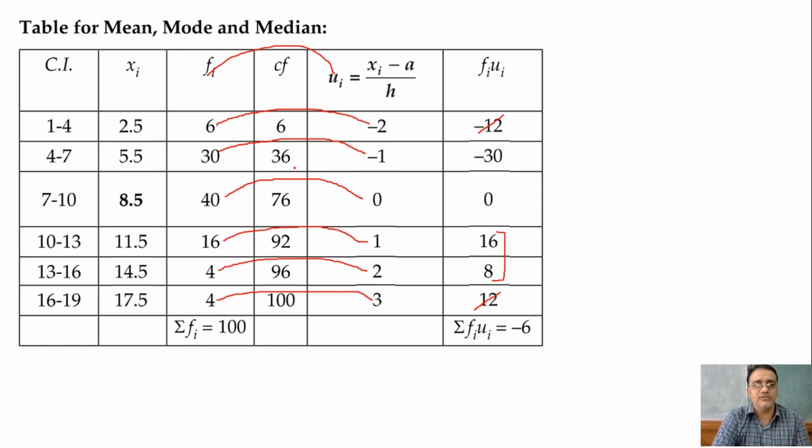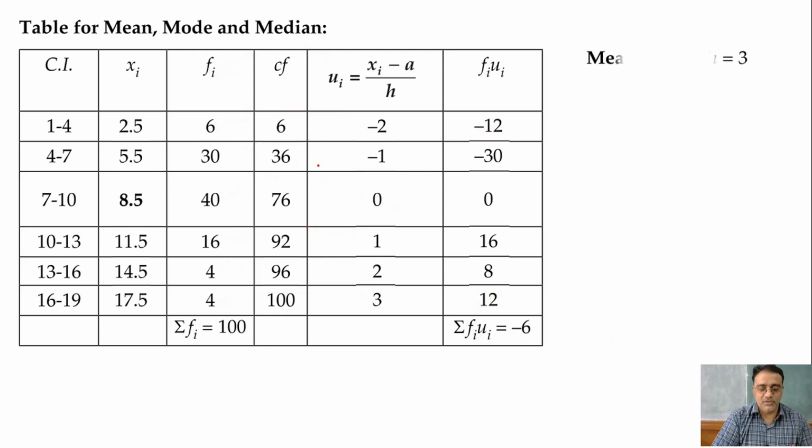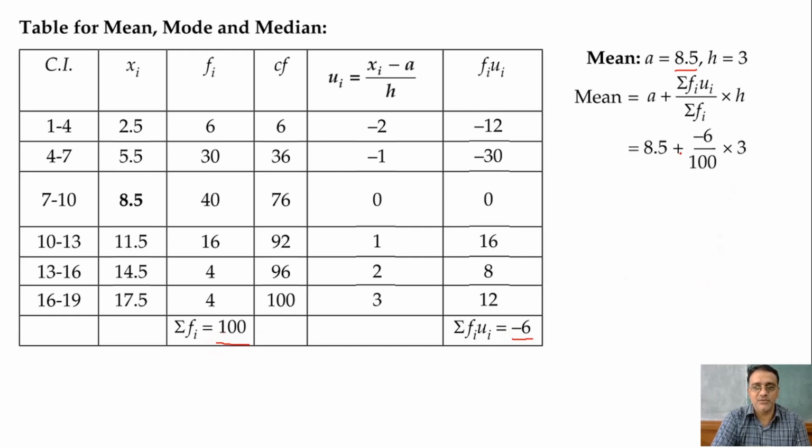So first we are going to find mean. So the formula is A plus summation fu upon summation f into h. A is 8.5, h is 3, summation fu is minus 6, and summation f is 100. So we'll substitute all these values. So minus 18 upon 100 is minus 0.18. So final answer is 8.32. Any doubt? No, sir. Okay.